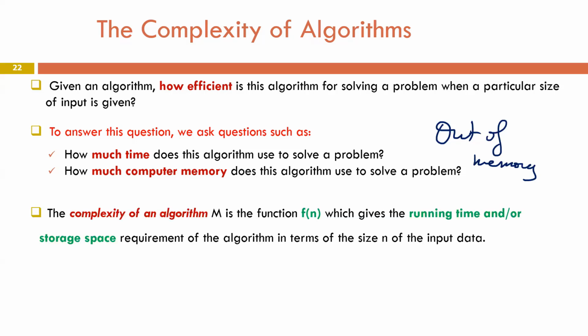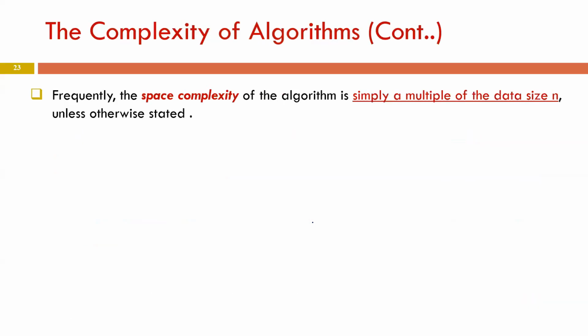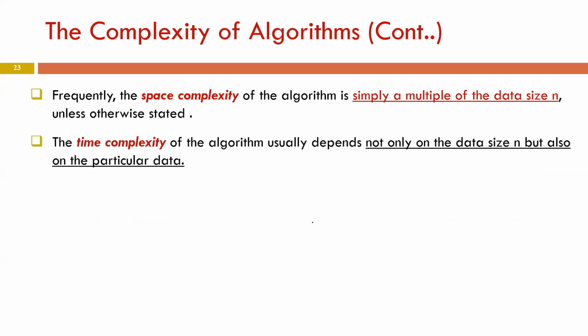So the complexity of an algorithm is a function of n, which is related to the number of operations, given the running time or the storage space requirement of the algorithm, depending on the size of your data. So space complexity usually is a big O of n, but time complexity, as we have seen, is a bit more complicated. It depends on the size of the data, but it depends on your data as well.